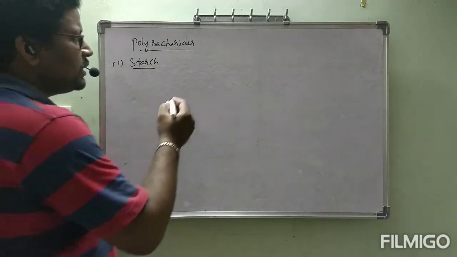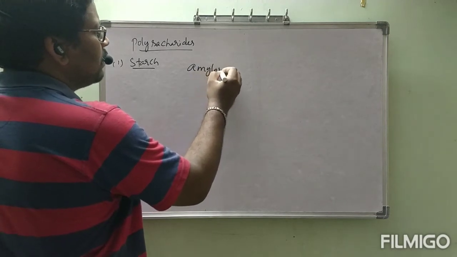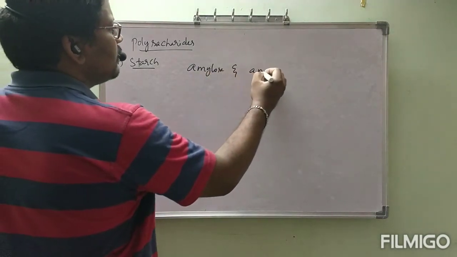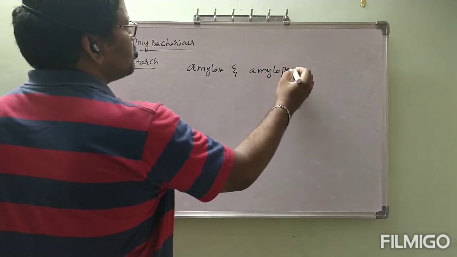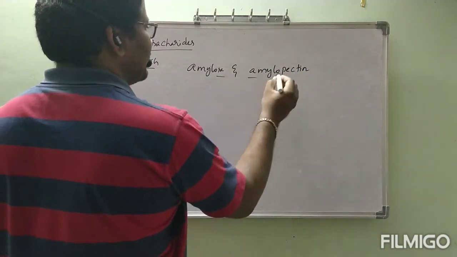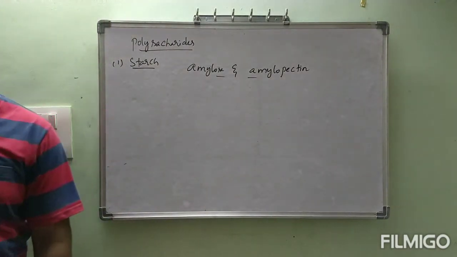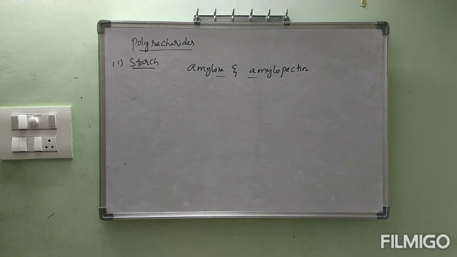Starch contains mainly two important components. Those are amylose and amylopectin. Starch contains mainly two components, amylose and amylopectin. Now we are going to study separately what is amylose and what about amylopectin. Let us see.